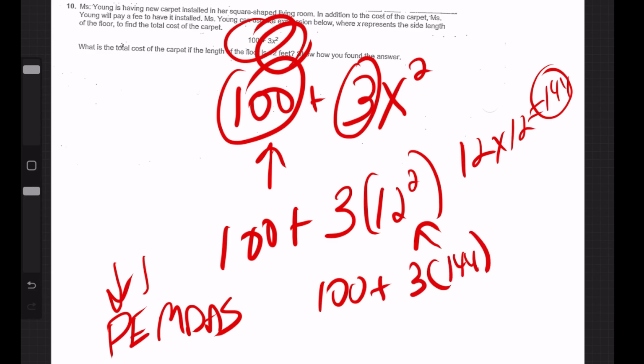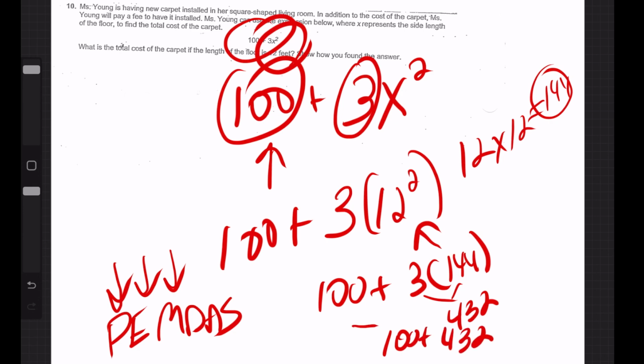Next, let's go to exponents. Do we have any exponents? Well, we did, but they were in the parentheses, so we did them first. Then we've got multiplication. Do we have any multiplication? Well, we do. 3 times 144. And 3 times 144 is 432. So now let's rewrite the question and replace the 3 times 144 with 432. We've got 100 plus 432.